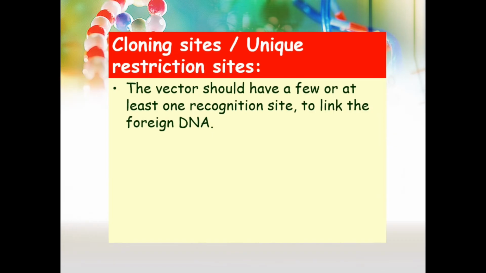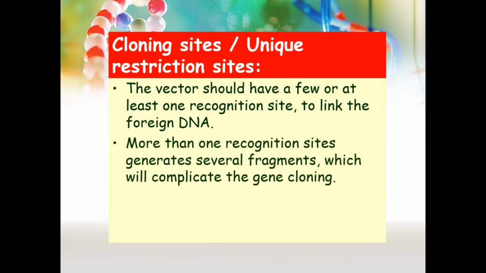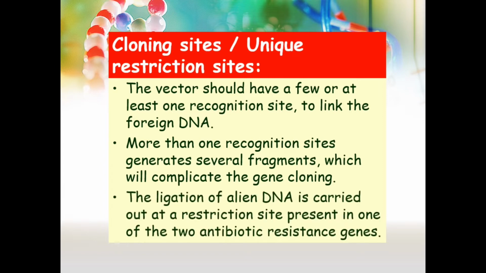Two points must be kept in mind while selecting a vector. The vector should have at least one recognition site, because then only we will be able to introduce the foreign DNA in it. If a vector has more than one recognition site, that will also be a problem, because the restriction endonuclease will cut the vector DNA into many fragments, and that will complicate the gene cloning procedure.